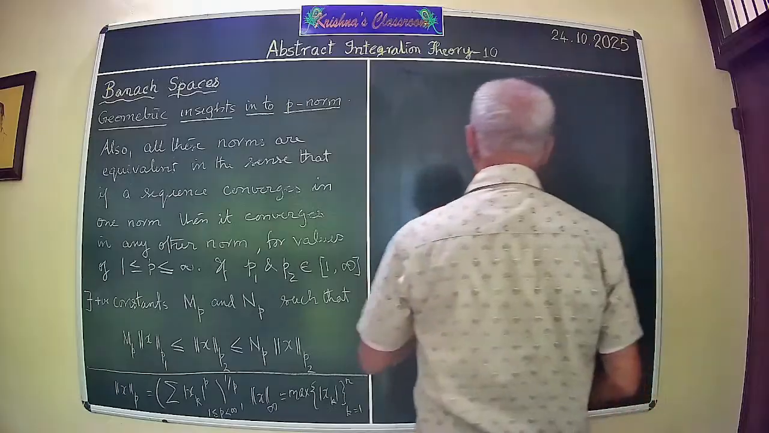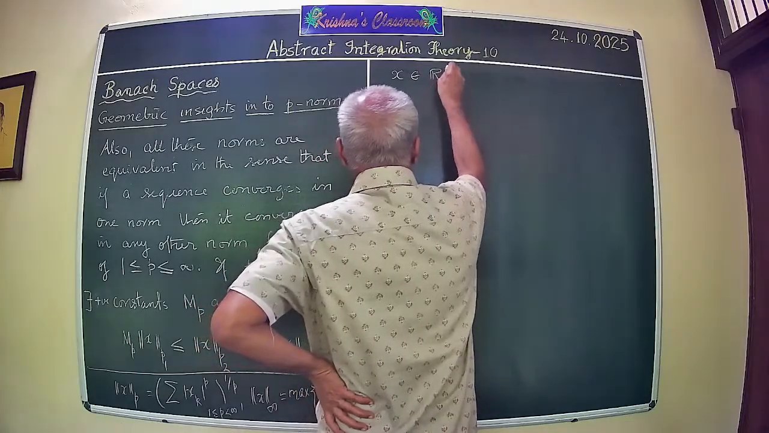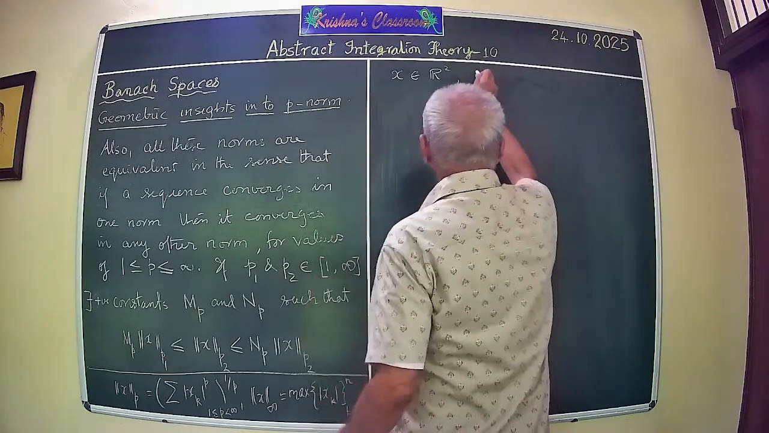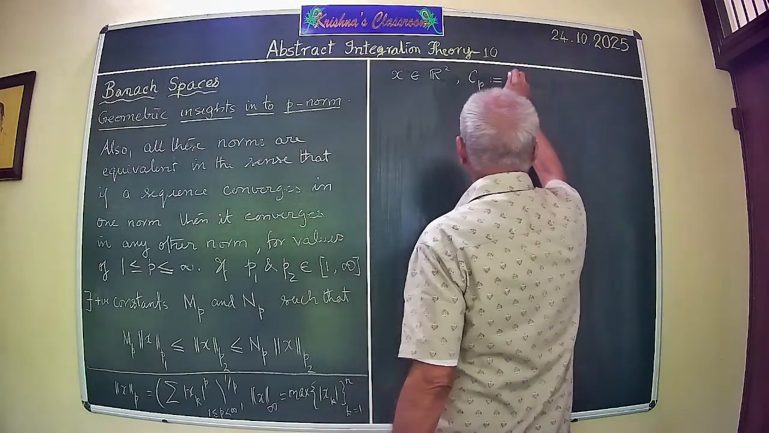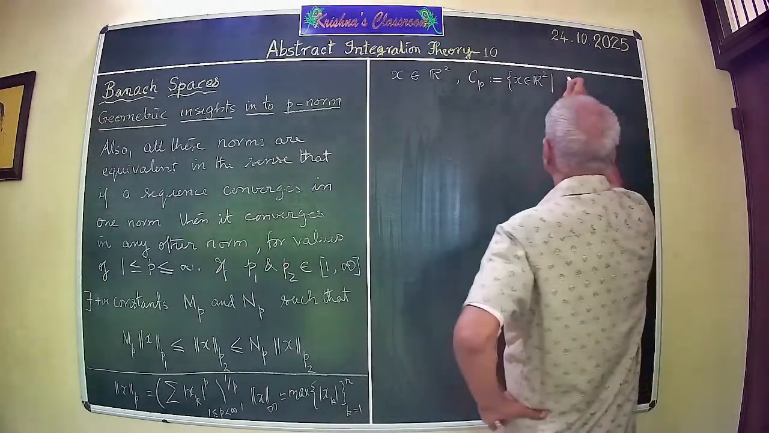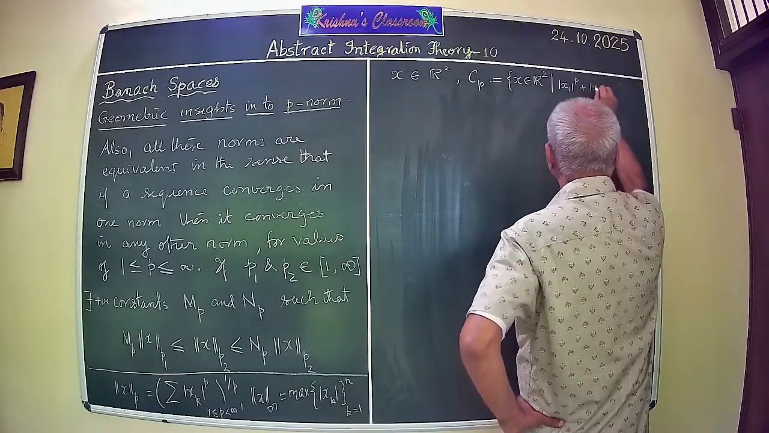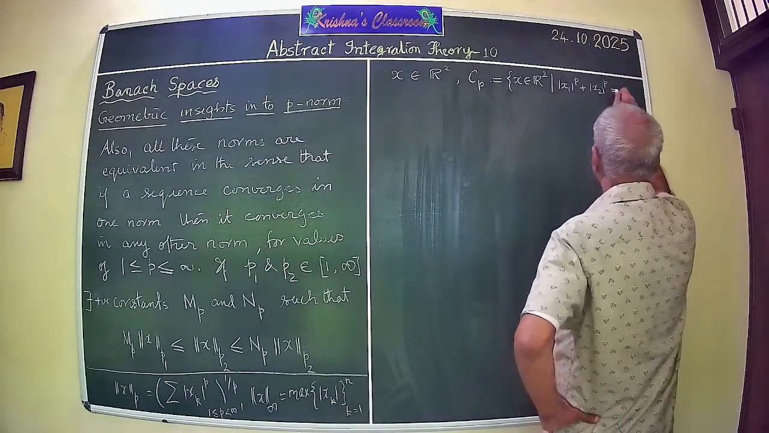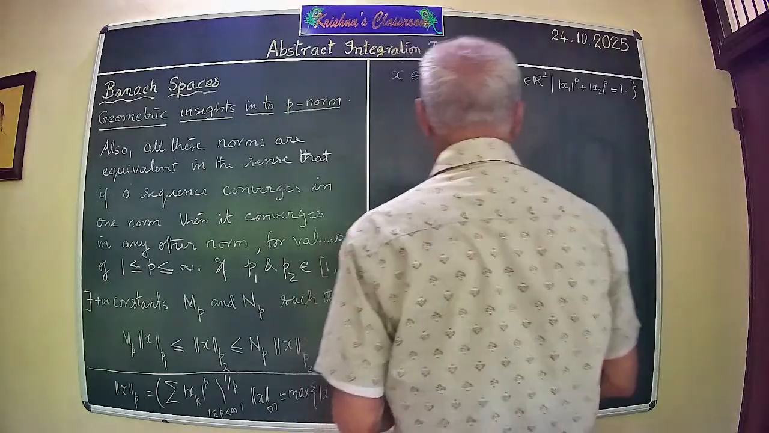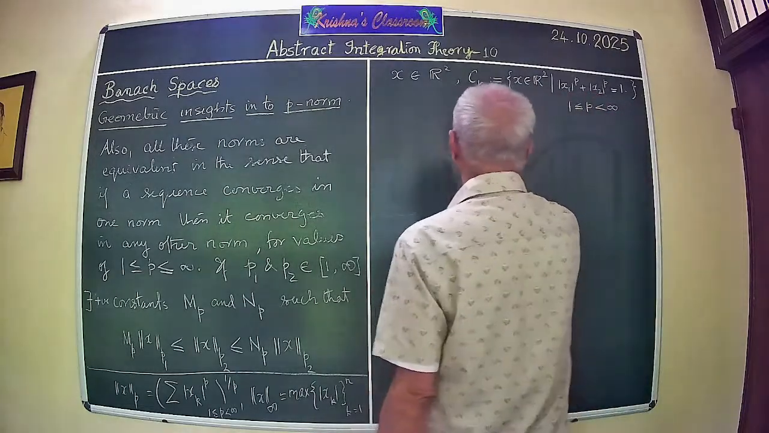So we take R. We look at this space. Take x belonging to R2 and write the norm x p as, this is equal to 1. Okay. For infinity and C infinity.